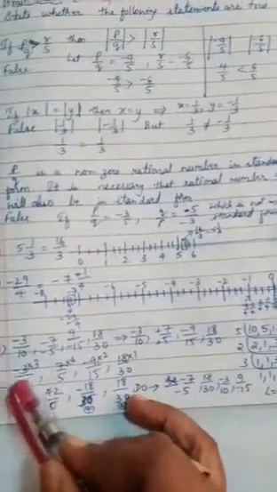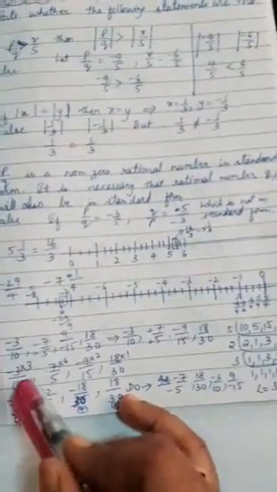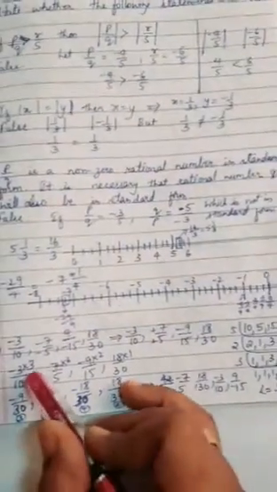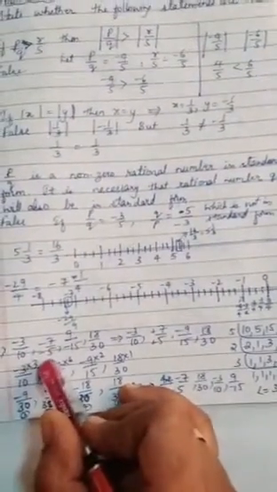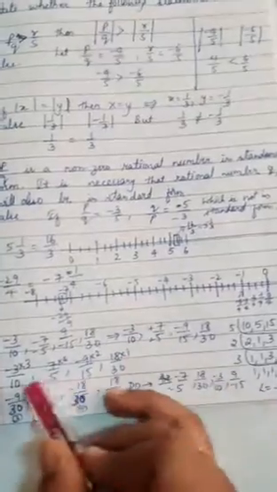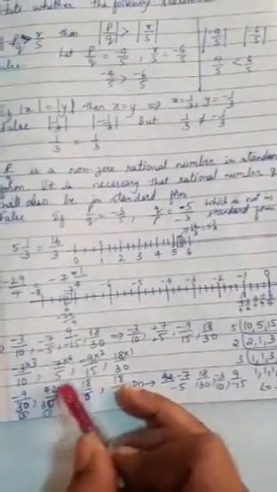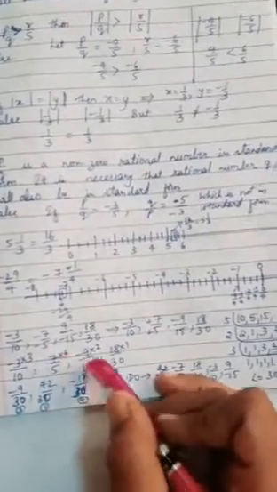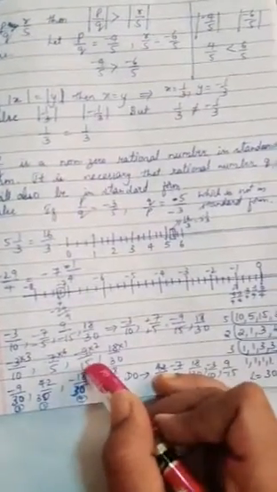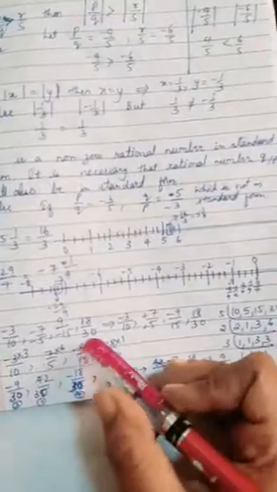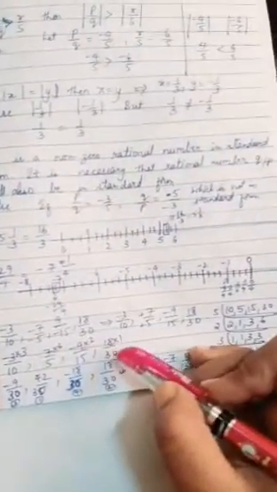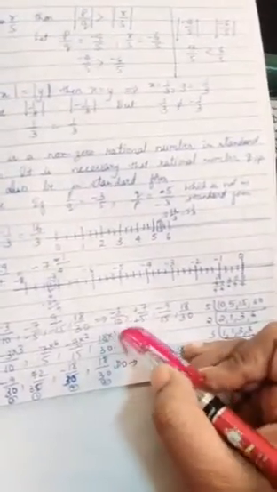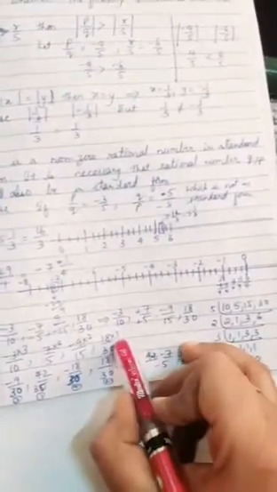First rational number is minus 3 by 10, children. 10 how many times we get 30? 10 3s are 30. That 3 I have to write in the numerator. In the same way, the next rational number is 7 by 5. 5 how many times is 30? 5 6s are 30. Minus 9 by 15. 15 how many times is 30? 15 2s are 30. 18 by 30 here. 30 1s are 30. That 1 we have to multiply in the numerator.